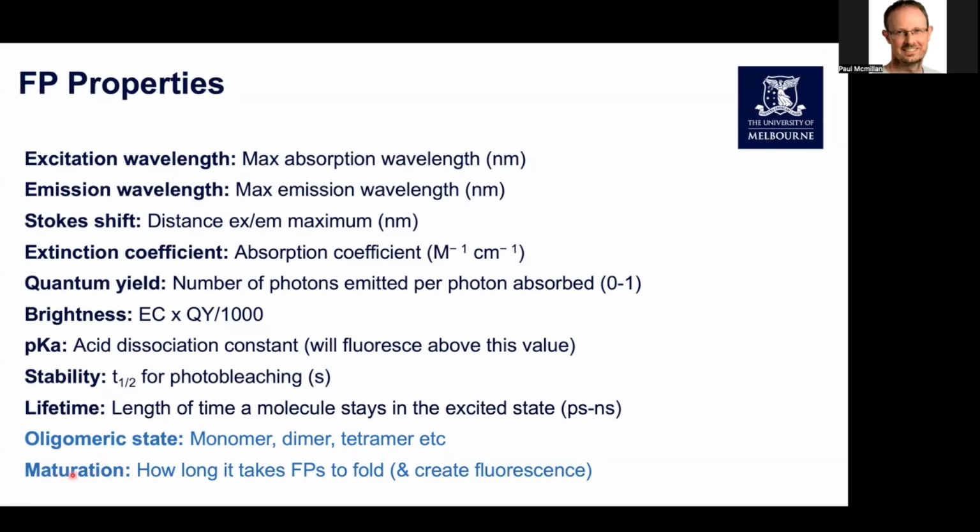Next thing is maturation. Because these are proteins, they are transcribed and translated. It takes time for those molecules to fold. It takes time for the chromophore to form as well, and only at that point can you create fluorescence. So we have to look at the maturation rate, how long it takes before you can get fluorescence out of the fluorescent proteins. So there's a lot of things to consider there. And there's a lot of different fluorescent proteins.